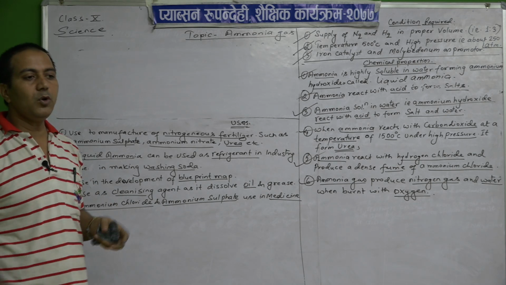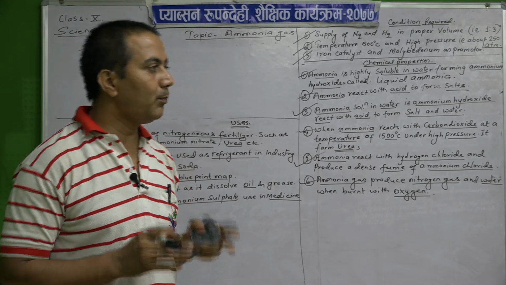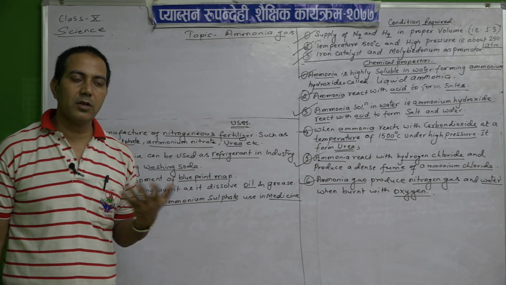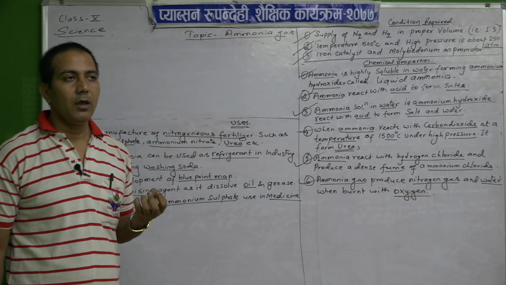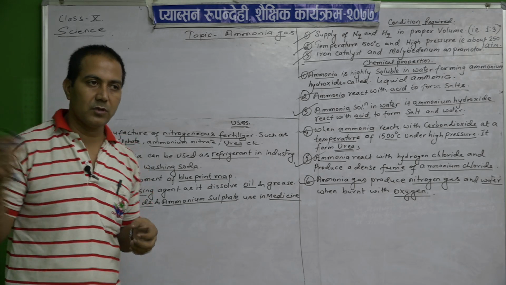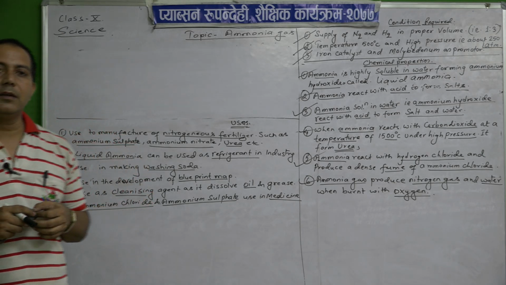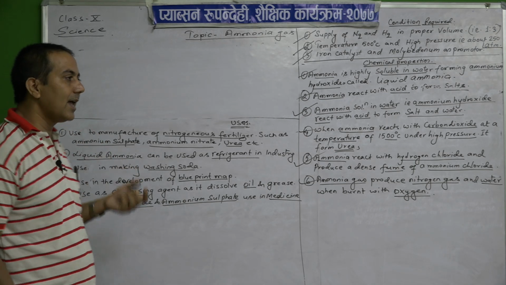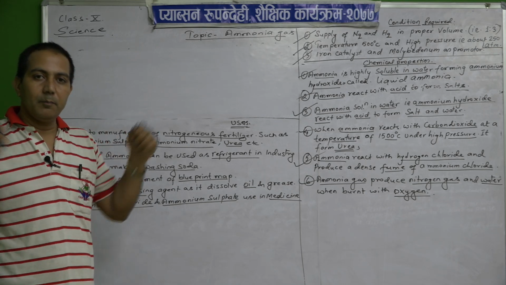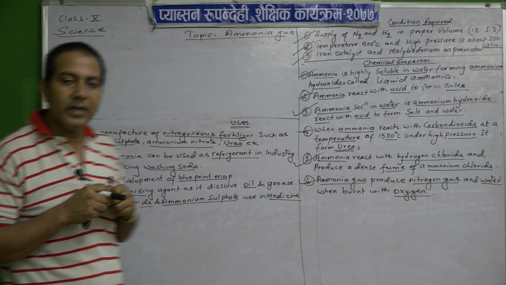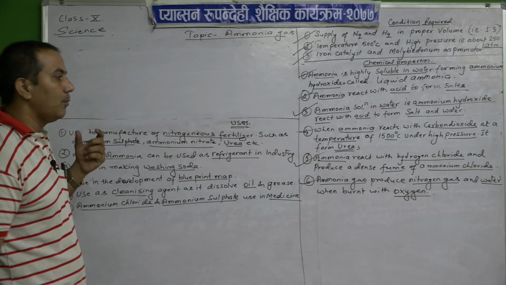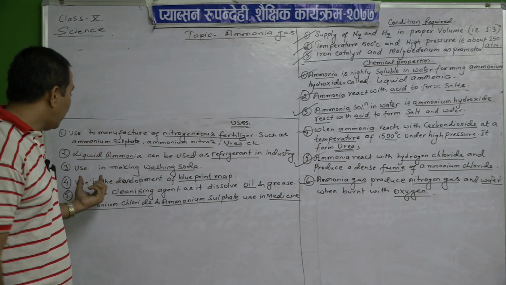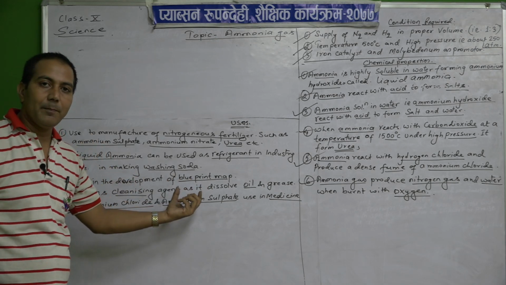Next one, the blueprint map. The blueprint map, which you have seen in lots of government offices, especially what we call the Napi Karyalay, the land and reforms office. That office has a white map, just like a blueprinted map, and that is produced using ammonia. Ammonia is used to produce blueprint maps.